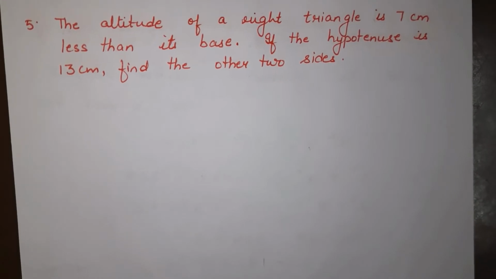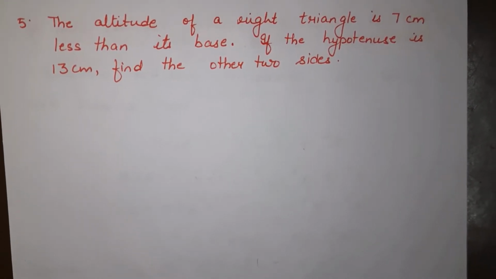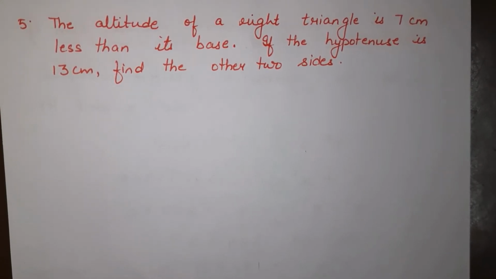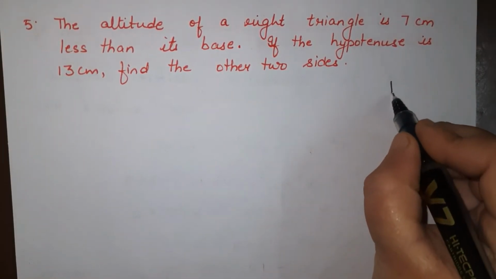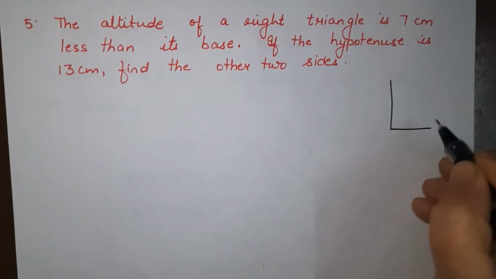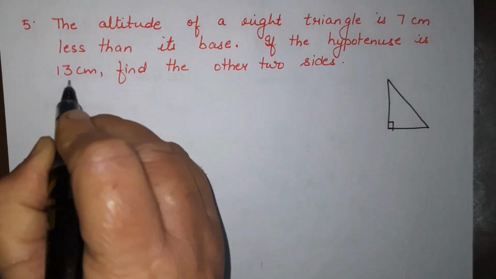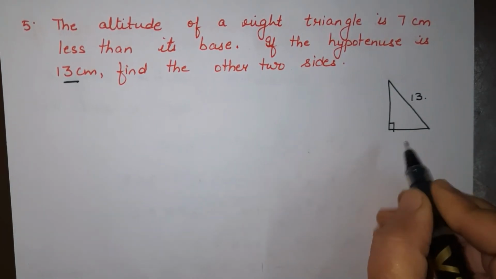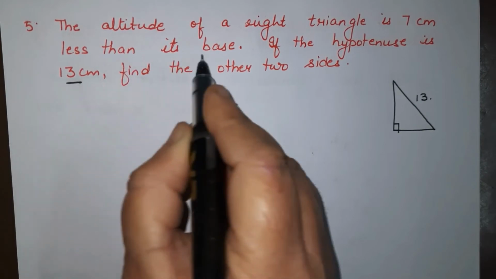Let us now do fifth question. The altitude of a right triangle is 7 cm less than its base. If the hypotenuse is 13 cm, find the other two sides. Now that means we have a right triangle. So let us make a right triangle over here. Now they have given the hypotenuse is 13. So this is 13.